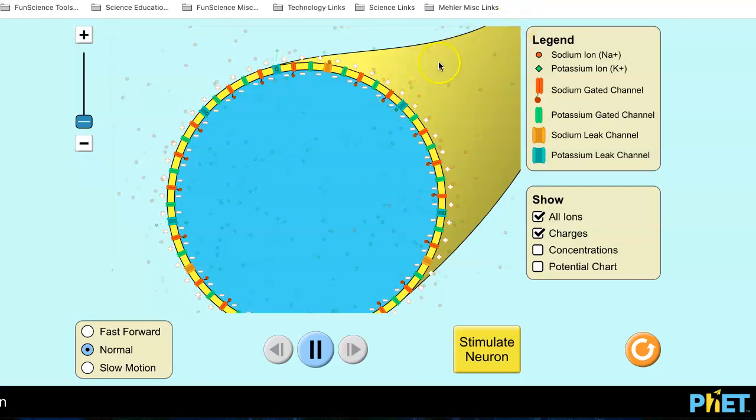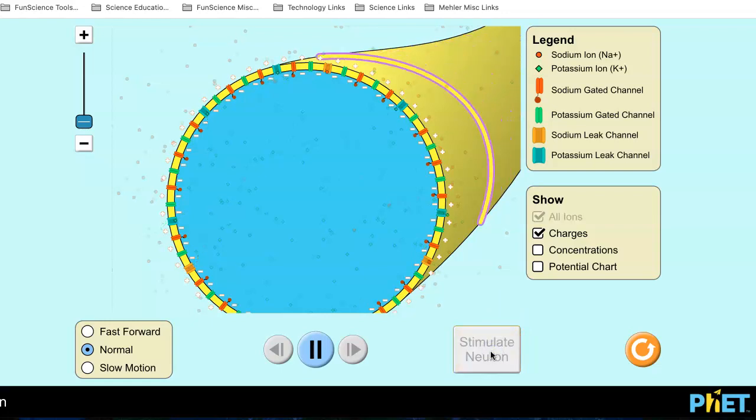Right now we're at resting potential. You're going to see an impulse come down here, and when it hits right here, you're going to see these symbols go away, because for a split second, the inside will be positive and the outside will be negative. So let's hit stimulate and watch what happens.